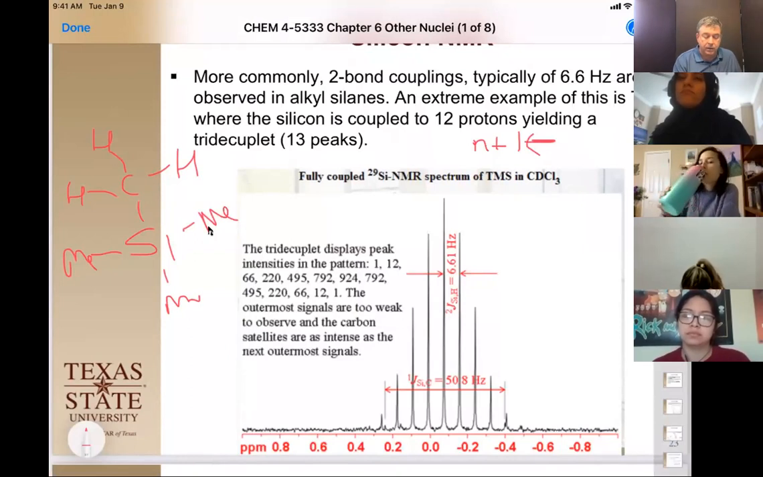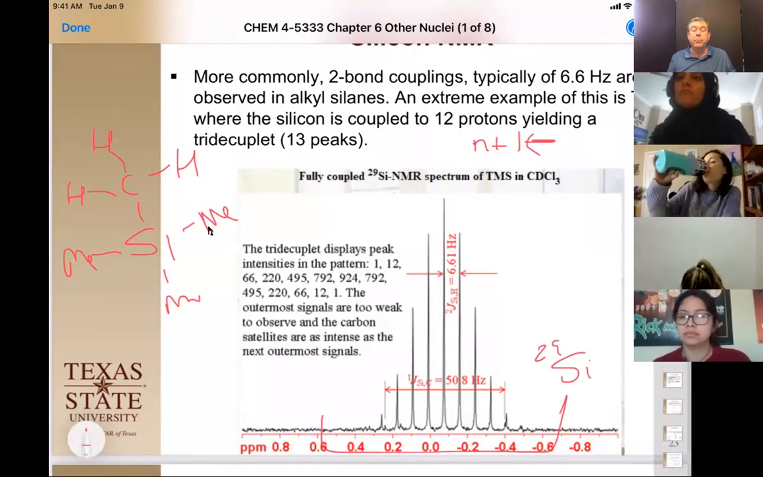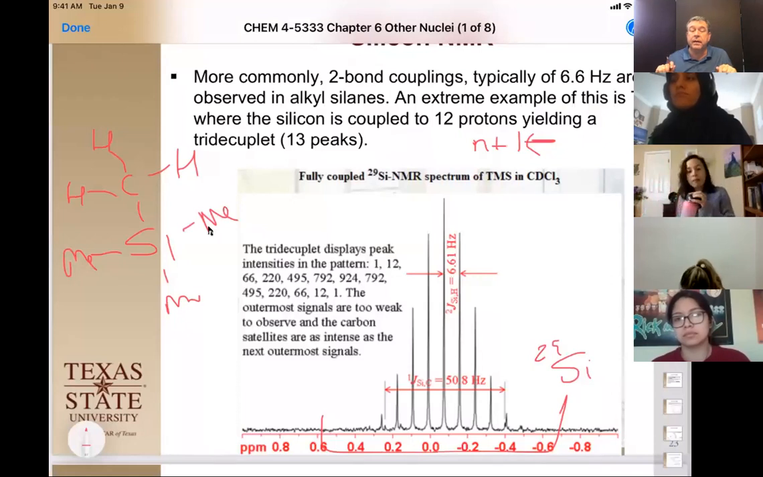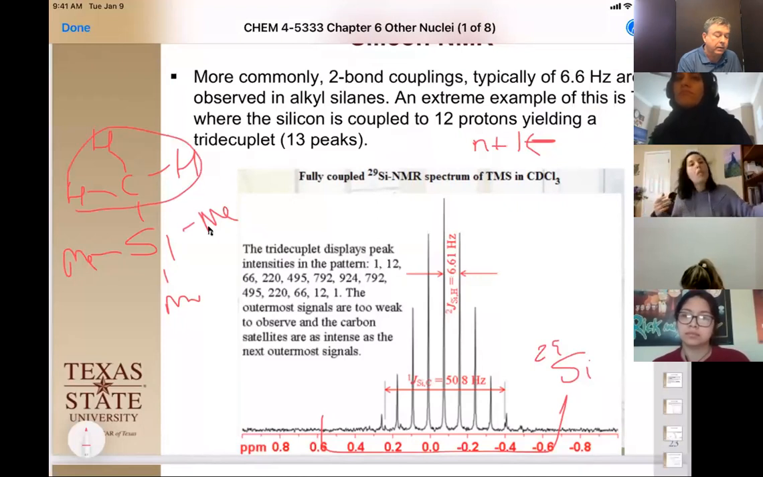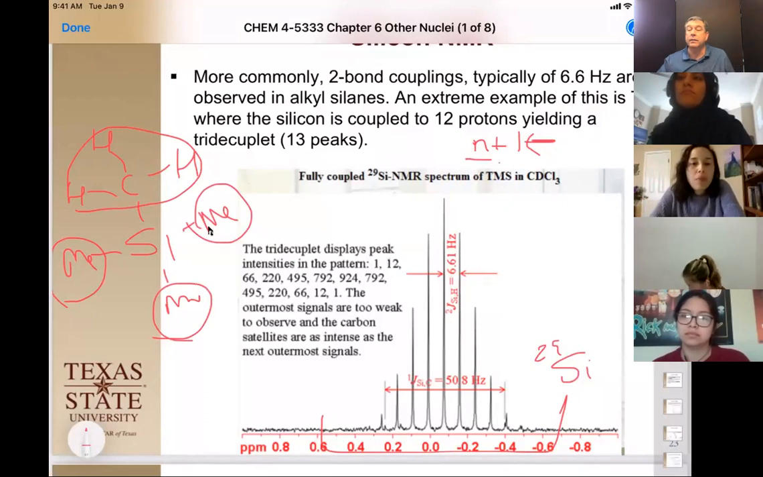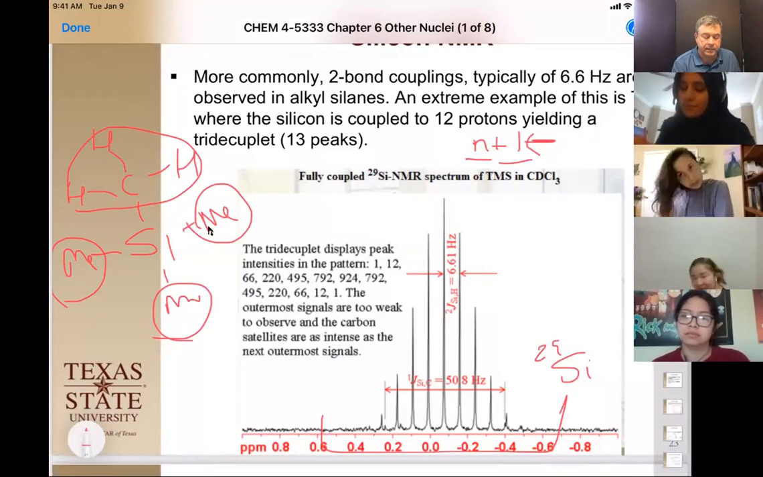So this is actually silicon NMR. This is the silicon NMR here. And the protons are a two bond coupling. That two bond coupling is approximately 6 hertz, but we have 1, 2, 3, 4, 5, 6, 7, 8, 9, 10, 11, 12. So 12 plus one gives us a tridecaplet, 13 peaks. But because of the abundance and the nice clean splitting here, we actually can see all 13 peaks.